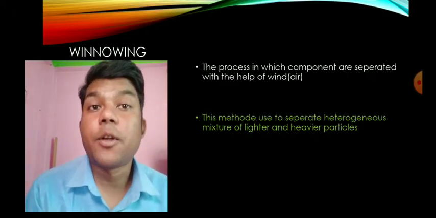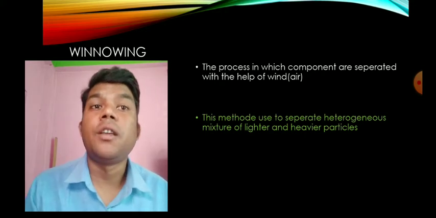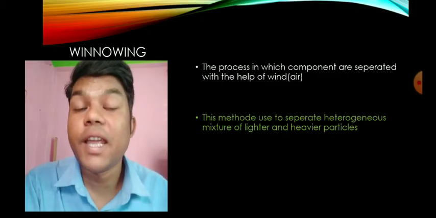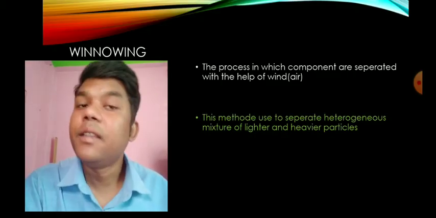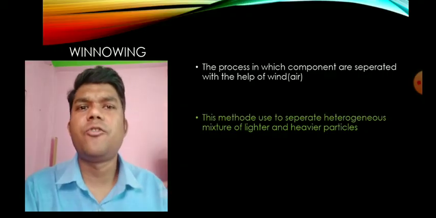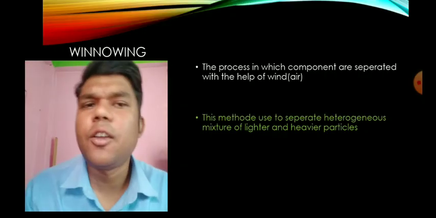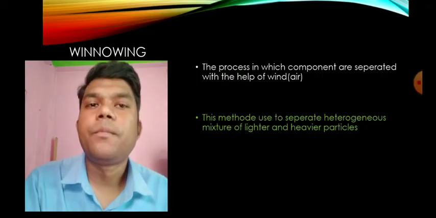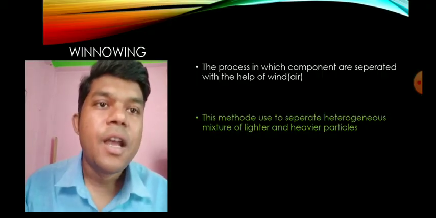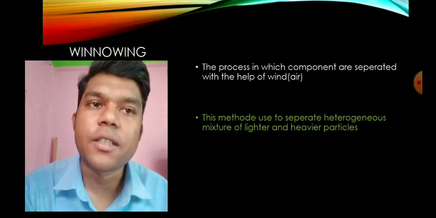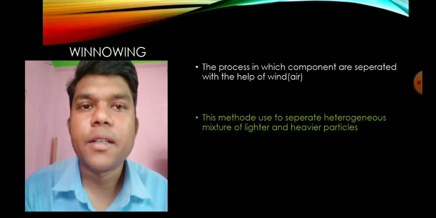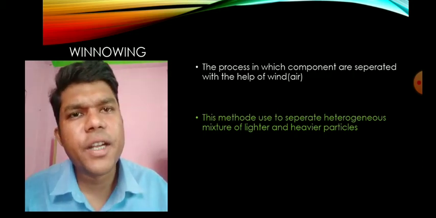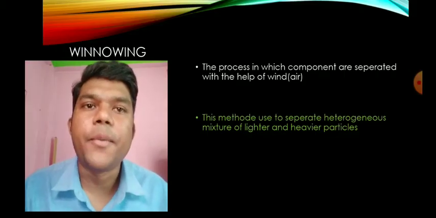Okay, next I will discuss winnowing. It is the process in which components are separated with the help of wind, with the help of air. That process is called winnowing, and traditionally we use it in our country. I think in your house also, sometimes your parents use this method. With the help of air, the components are separated. This method is used to separate a heterogeneous mixture of lighter and heavier particles. In the mixture, one component is lighter and the other is heavier, and by this method we can separate them.